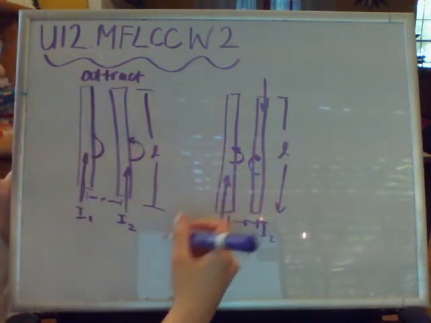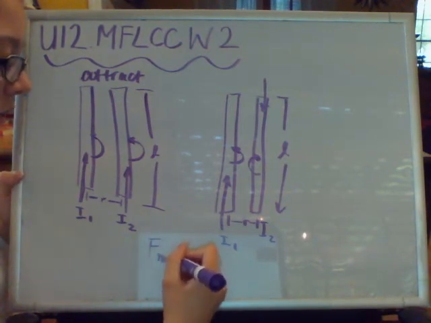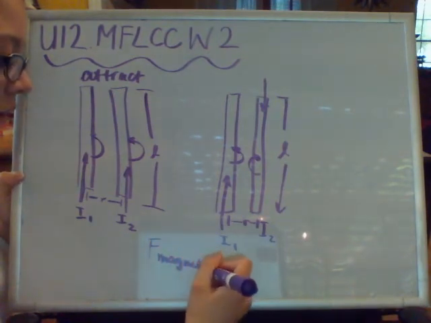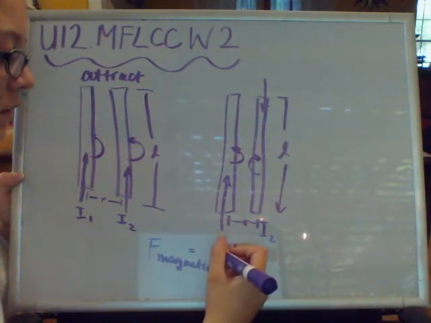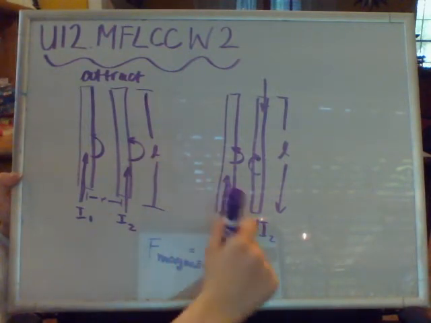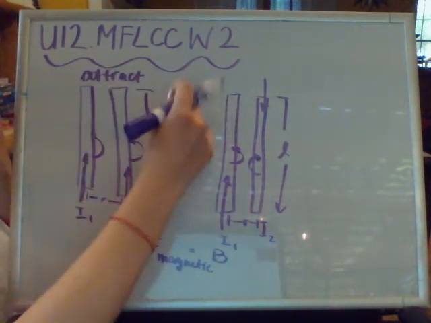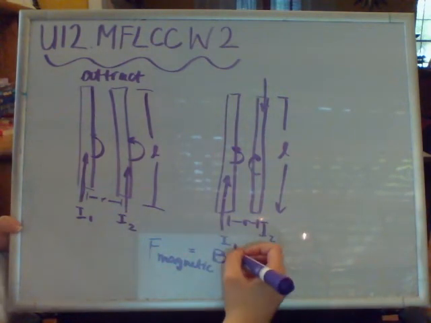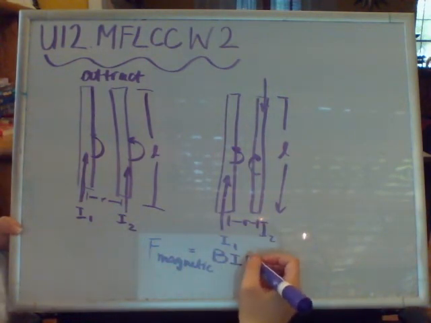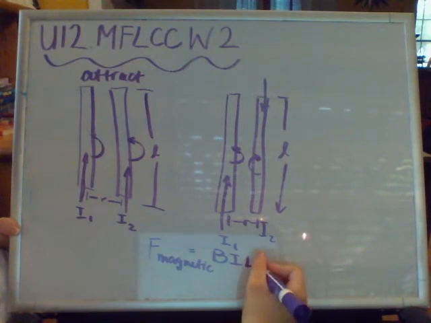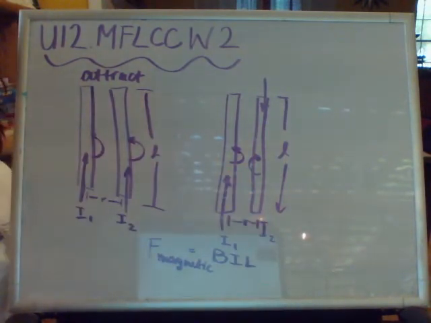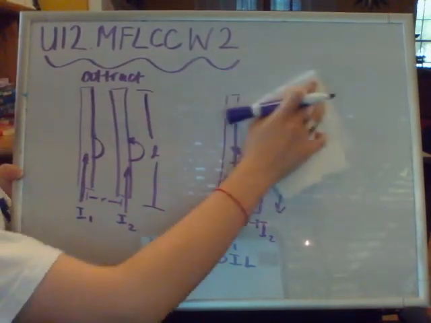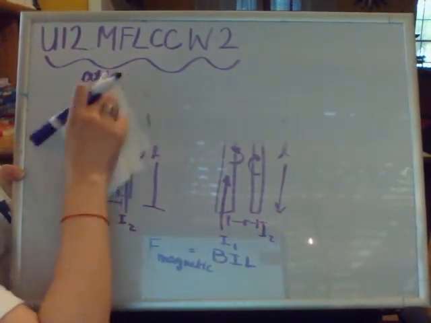So now we're going to use this, and there's actually an equation for current carrying wires: F magnetic equals B, which is the magnetic field, times I, the current, and L, which is the length of the wires. So now we're going to apply this and do a sample problem.